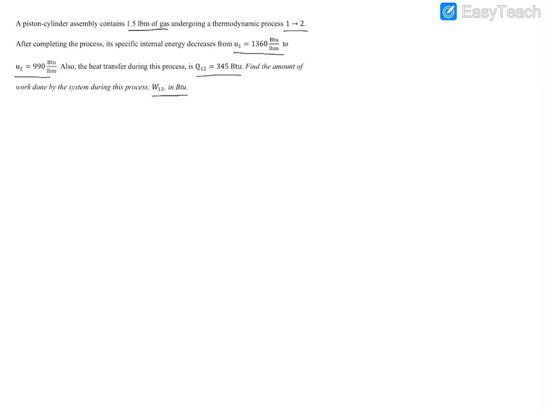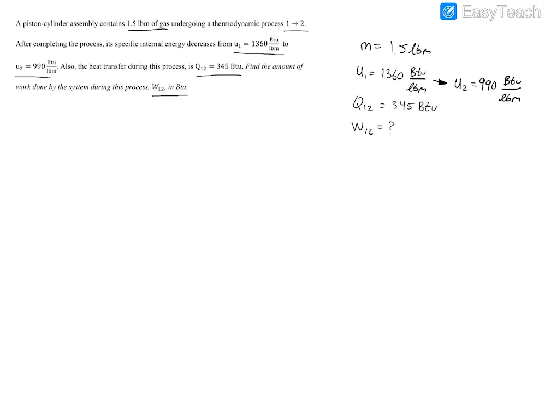So the way I like to start out every thermodynamic problem is to write out what all of my givens are and what I'm looking for. So just a quick reiteration here, we have the mass as 1.5 pound mass, the specific internal energy before as 1360 BTU per pound mass, and after as 990 BTU per pound mass. We have the heat transfer as 345 BTU, and we're looking for the work.